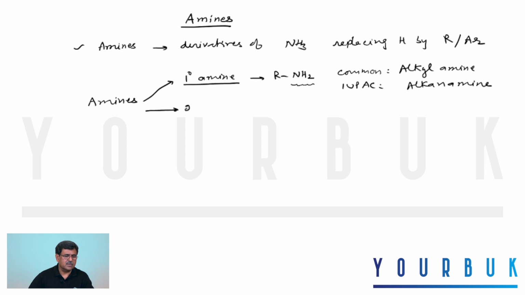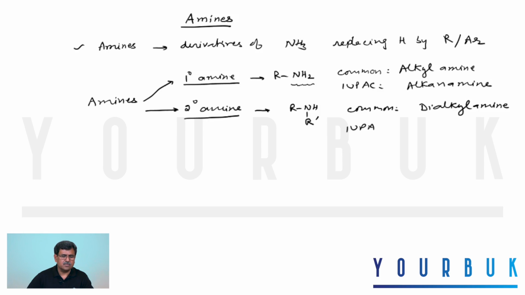Then we have 2-degree amines, when we replace two hydrogens of ammonia. So they have a general formula RNHR', and these two alkyl groups may be same, they may be different. In the common name they are named as dialkylamine if both the alkyl groups are identical, and in the IUPAC system they are named as N-alkyl alkanamine. So N stands for nitrogen.